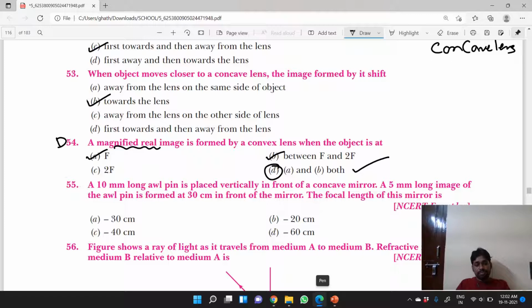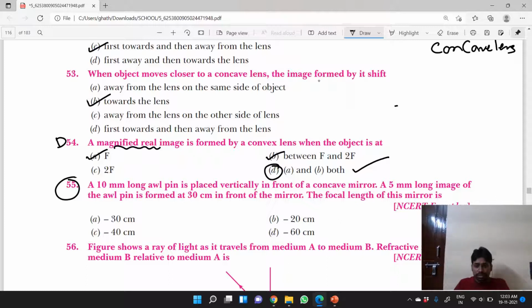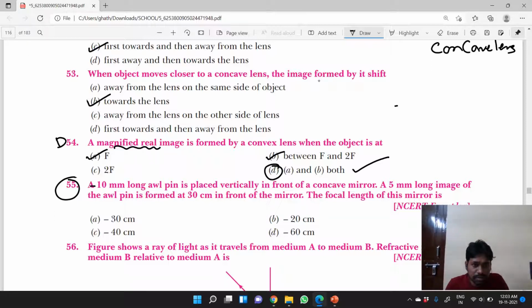Please concentrate on the question. We will make the analysis of this. Listen. A 10 mm long pin is placed vertically in front of the concave mirror. So the height of the object is given as 10 mm.